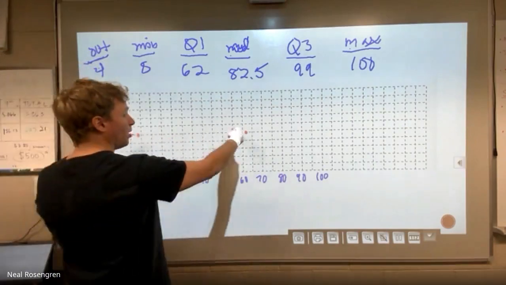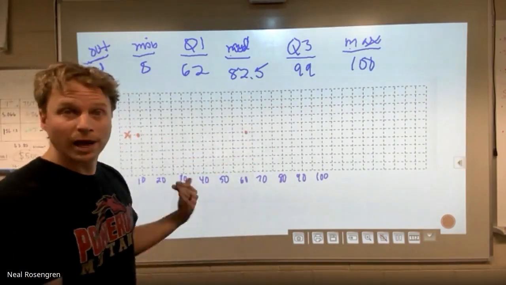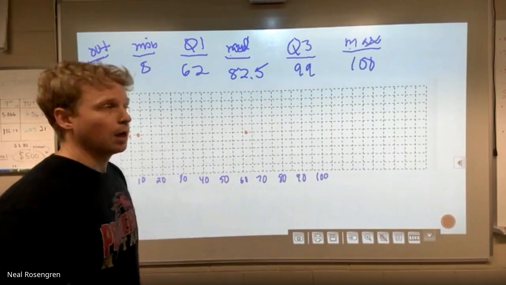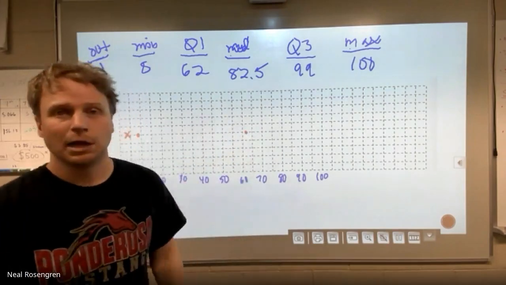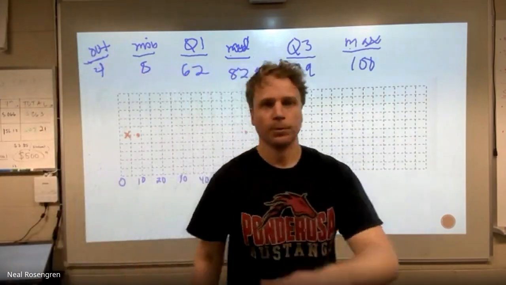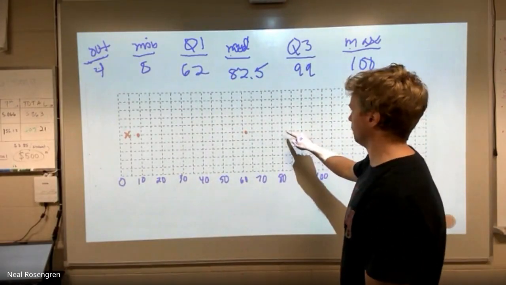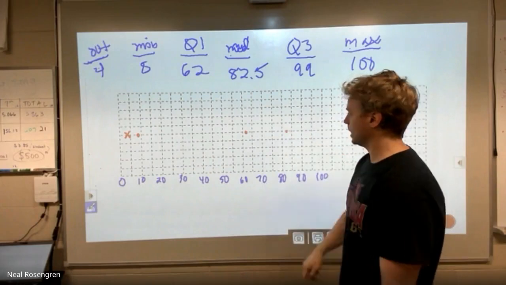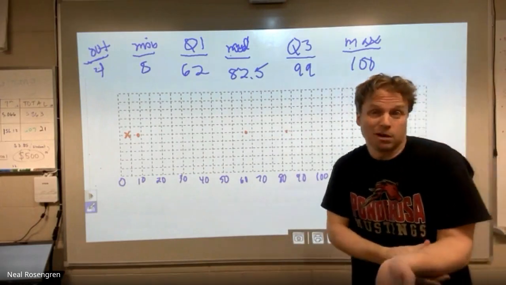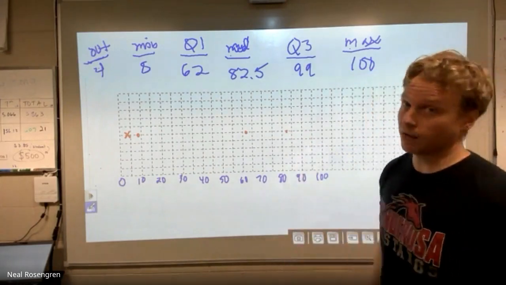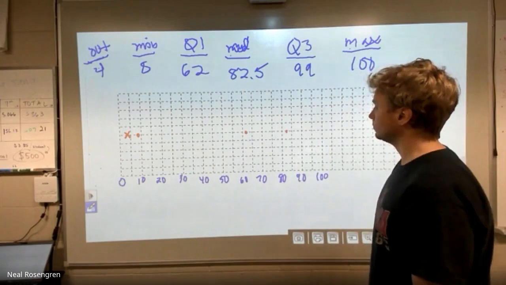And that long whisker tells you how far away your minimum is from your Q1, which tells you that there's not a lot of points in between there because most of the data is far away from it. Okay? 82.5, exactly halfway between 80 and 85, because we actually did that, right? Remember, we took the average between 80 and 85 to find that median.